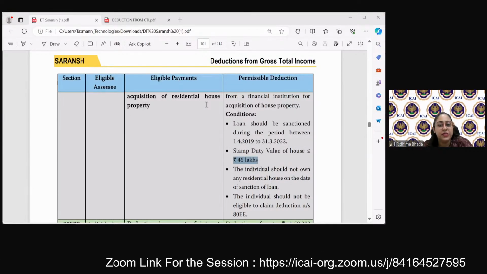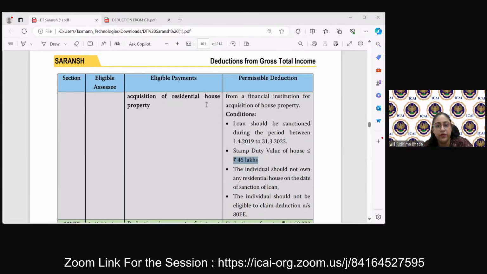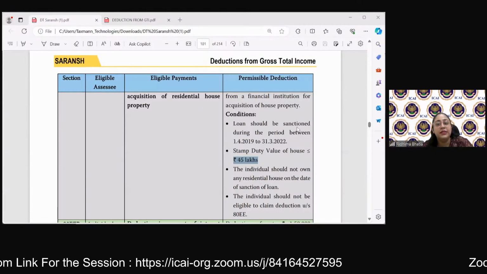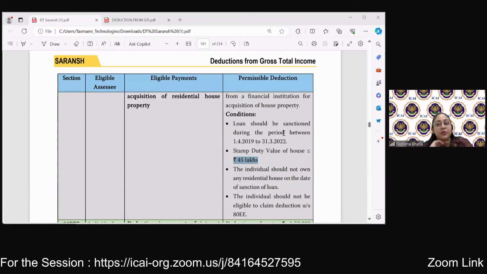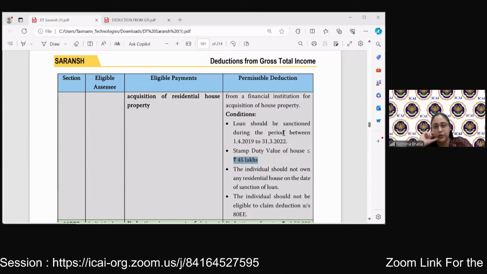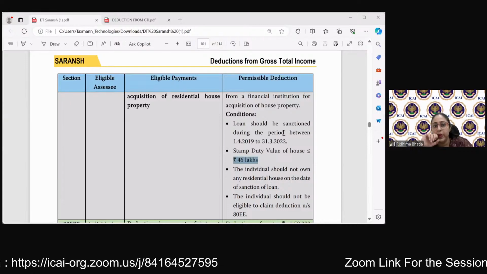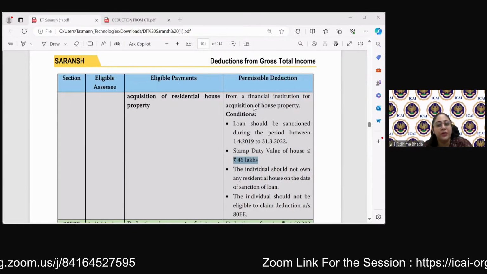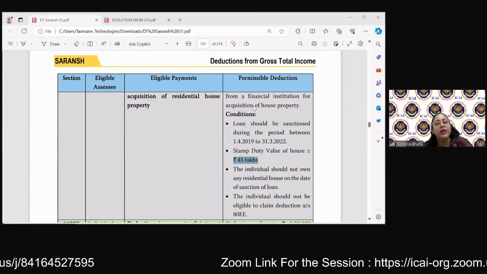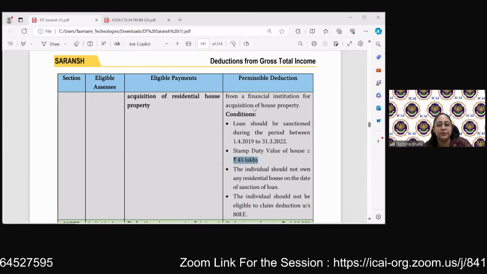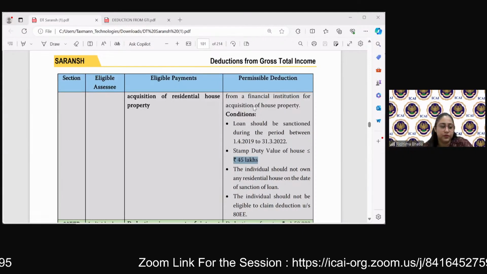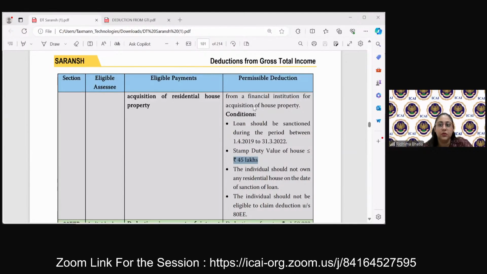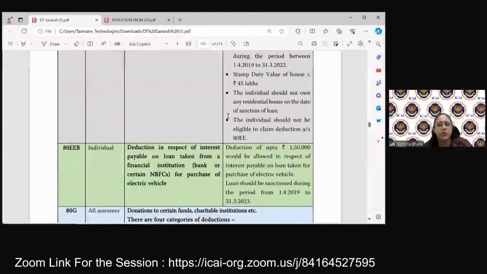It's not a flat deduction, it's the interest amount or 50,000, whichever is lower for 80EE, or interest amount or 1,50,000, whichever is lower for 80EEA. See, the act says maximum deduction amount. Maximum deduction means that this is the maximum amount. If X already has two houses, he buys a new house on loan, he cannot claim 80EEA. He should not own any house. Clearly, the condition is this. Interest on accrual would be allowed.